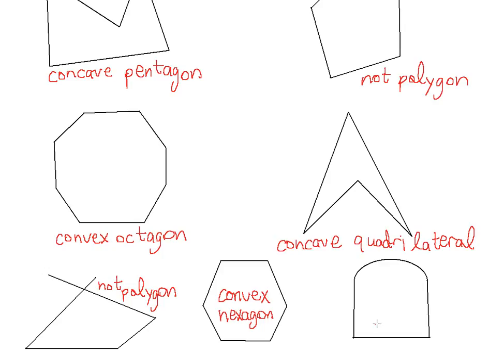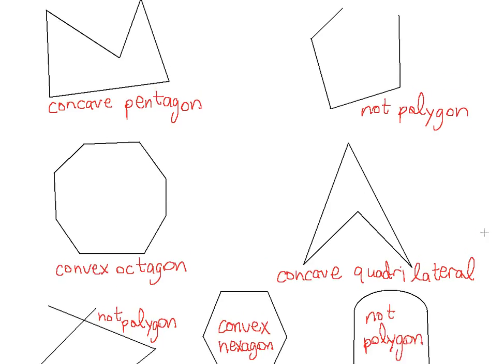And let's take a look at the last one. This one we need to be careful because it's a closed figure. It's a closed planar figure where the line segments connect at the endpoints, but this end is not made up of a line segment. It's sort of curved. So this violates the rules for a polygon. It needs to be comprised completely of line segments. So this is not a polygon.